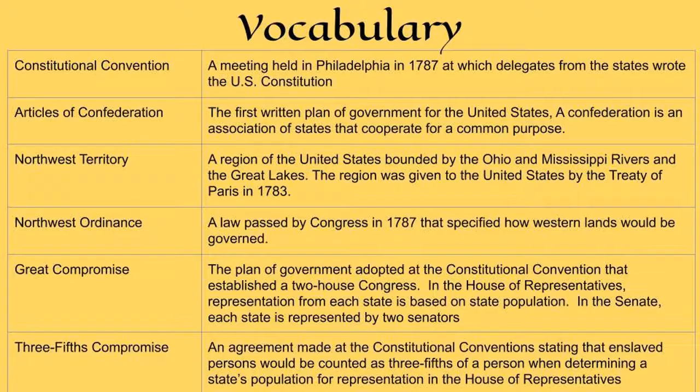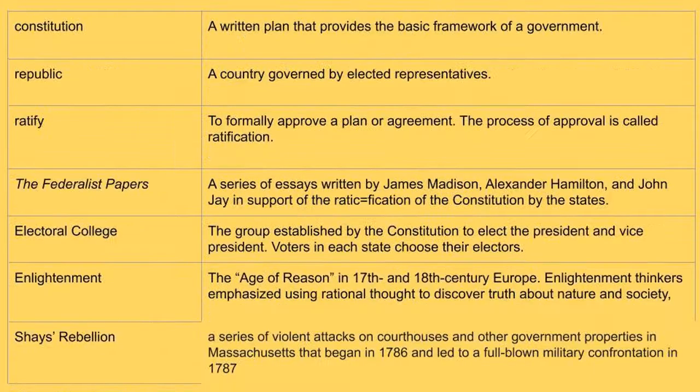Yeah, the vocabulary, you guys, for the whole lesson. Now, granted, this lesson has a whole bunch of sections to it, but the vocabulary for this go round are Articles of Confederation, Constitution, Constitutional Convention, Electoral College, Enlightenment, the Federalist Papers, Great Compromise, Northwest Ordinance, Northwest Territory, Ratify, Republic, Three-Fifths Compromise, Land Ordinance of 1785, and finally, Shays Rebellion. We have a lot of vocab. This is a content-rich lesson for sure.